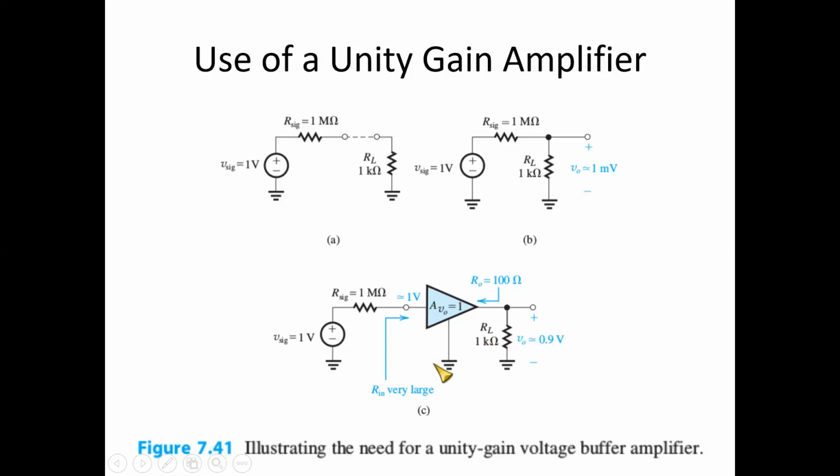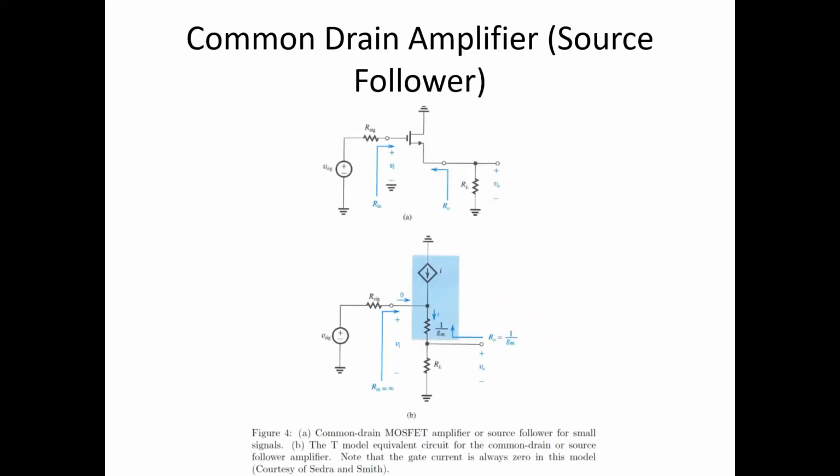So if you have an ideal or a good unity gain amplifier over here, the output will be reduced very little compared to the input. Whereas if we don't use a unity gain amplifier, the loading effect will create havoc and reduce the output to a very small, meager value compared to the input. Thus the need for the unity gain amplifier, which is provided by the common drain amplifier, also known as the source follower.